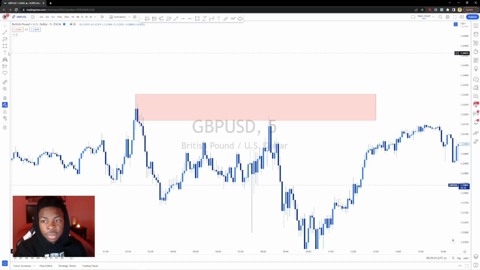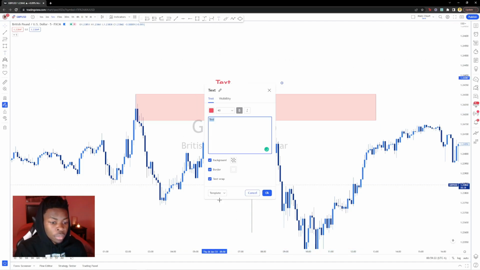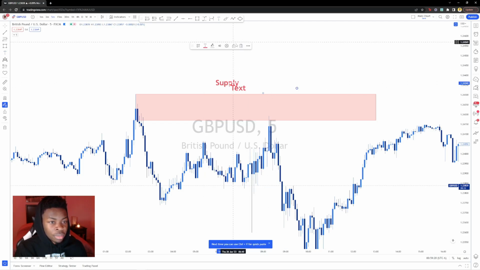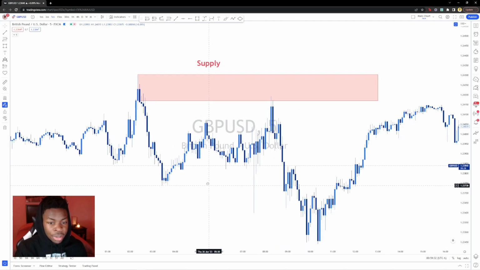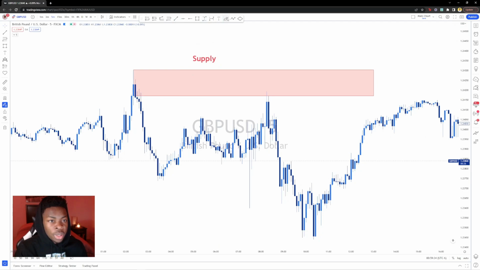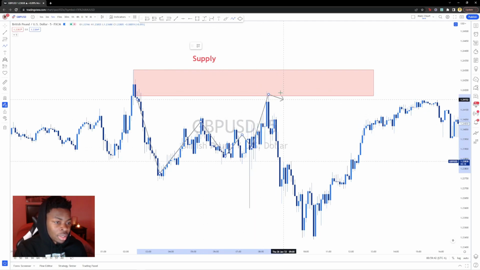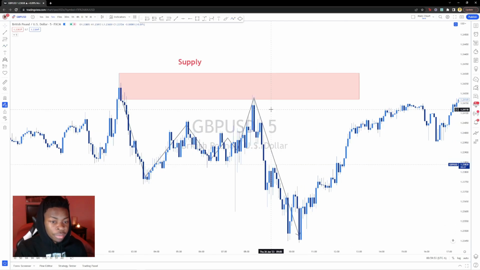I marked it that way. This is our supply zone right here. And how it works is, we have the supply zone already identified, and all we got to do is wait for the retest, and as soon as you get around this area, you see a push downward, which is going to confirm that it's a pretty good supply zone.